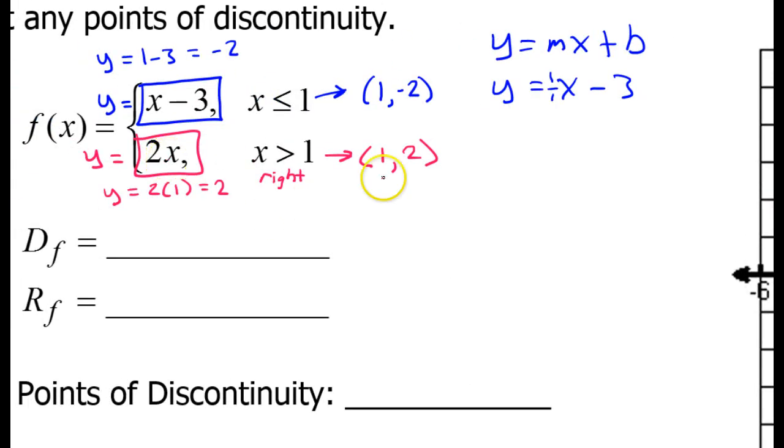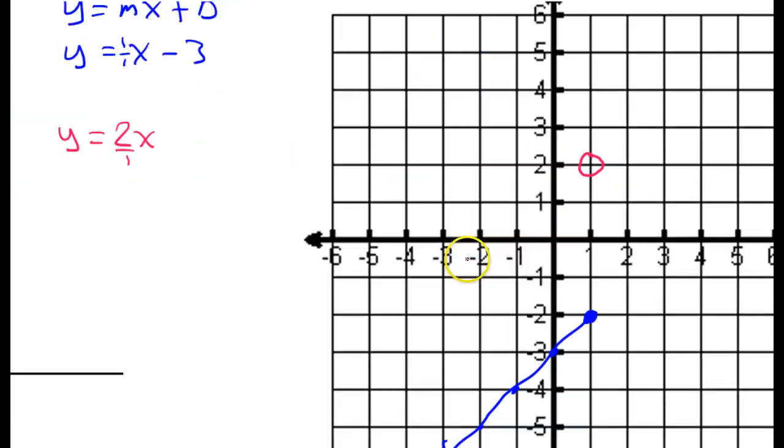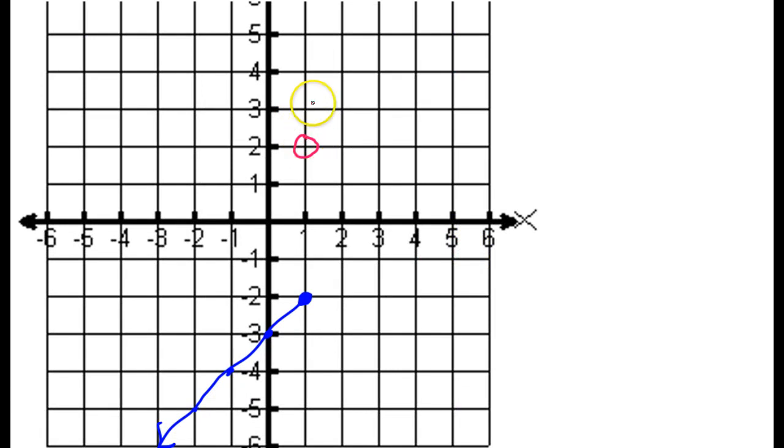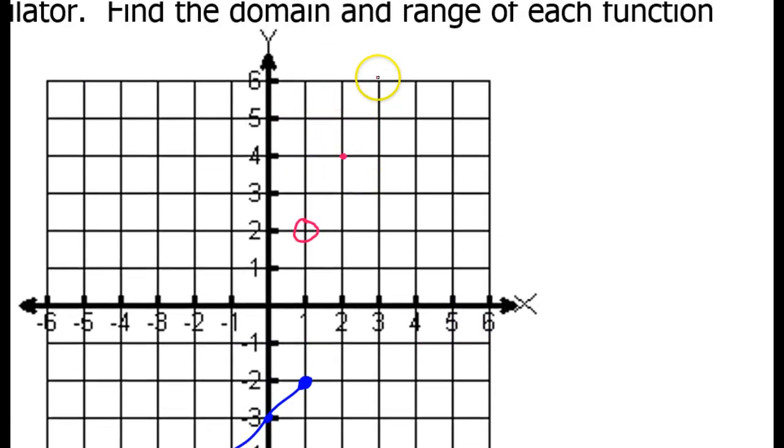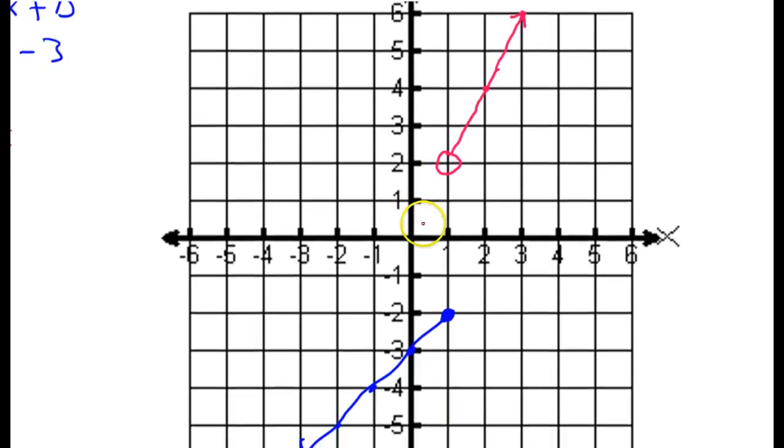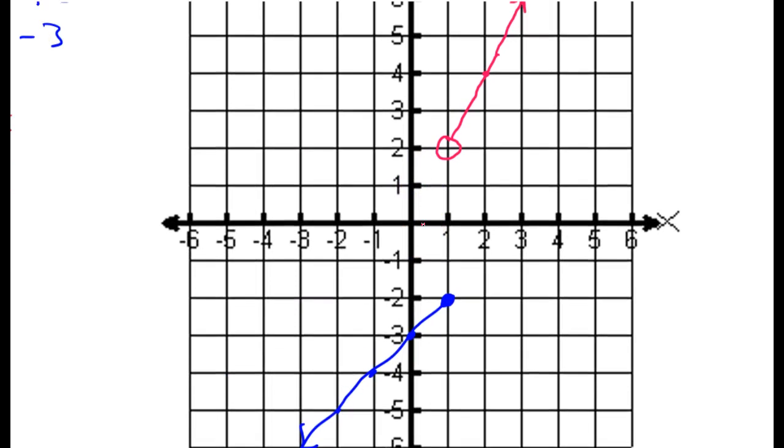Now, 2x. Think of y equals 2x. 2 is the slope. That's 2 over 1, rise over run. So starting from this point, I would go up 2 and right 1, like this. So this is what this piece of the graph is going to look like. And that's it. That's what this piecewise function looks like.